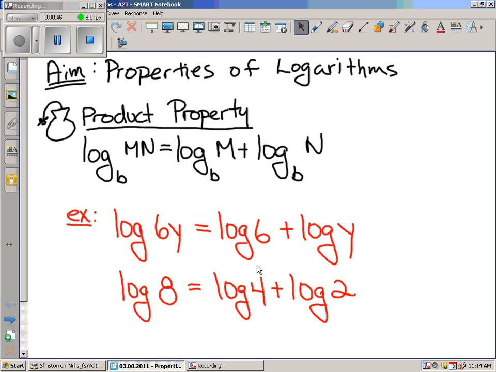Somebody in period 1, actually I think it was Mitan, asked a great question. She says, well, what happens if it's just a number in that spot? Just break it up into things that multiply to be that number. 4 and 2.